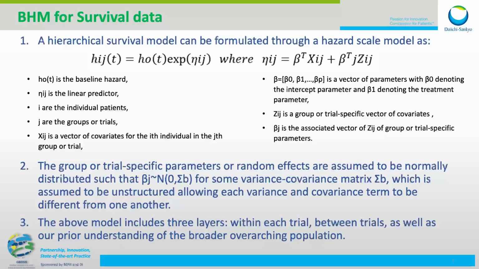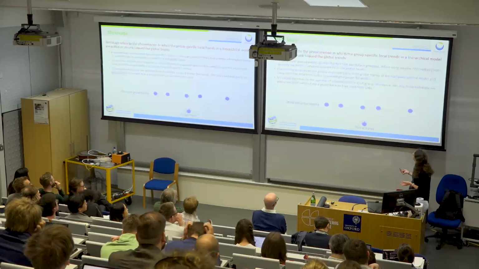And the above model includes the 3 layers: within each trial in the first term, between trials in the second term, as well as our prior understanding of the broader overarching population. And again, that's across your global parameters, right? That's not across your trial-specific parameters.